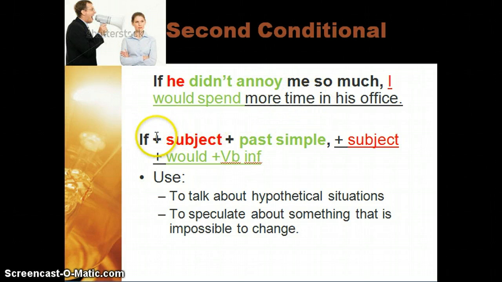So we've got the if, the subject, the verb, this time in the past simple, okay? The subject again, would, and the verb in infinitive.